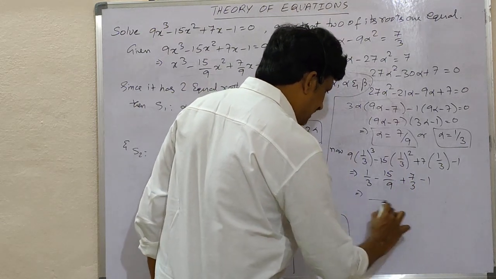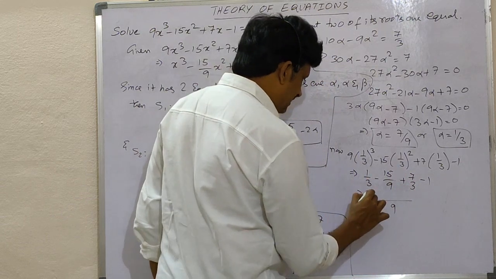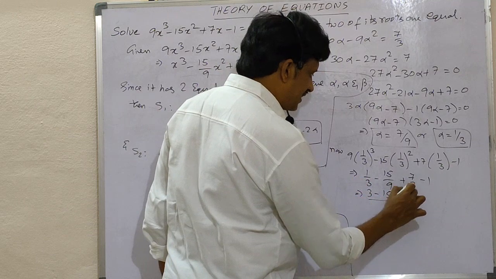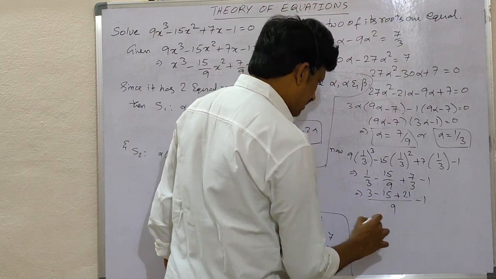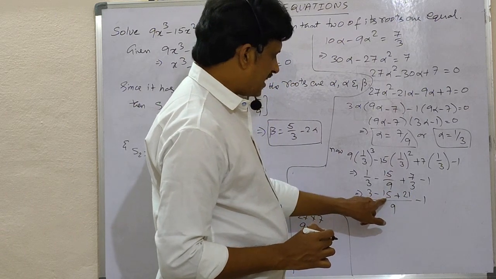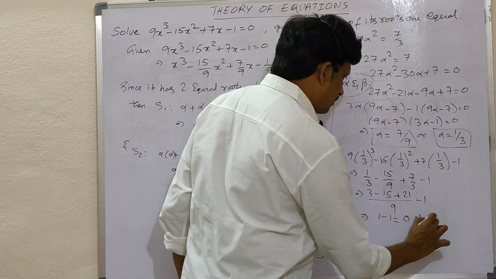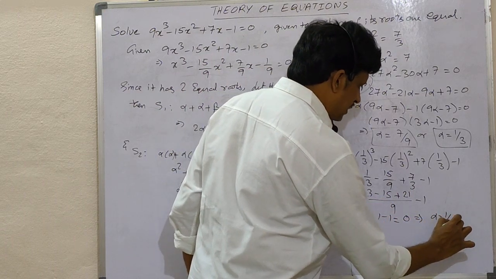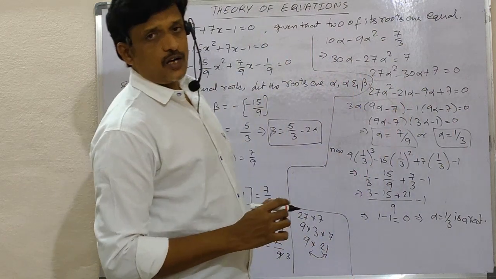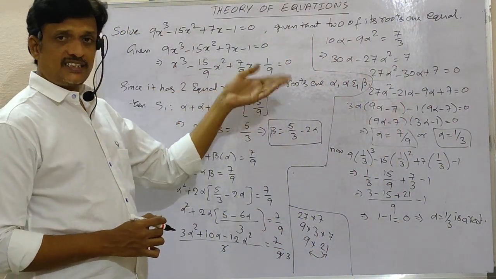Now here take the LCM, that is 9. Then you are getting this is for 3 times minus 15 plus this is also for 3 times, 3 sevens are 21. Then this is 21 plus 3, 24 minus 15, 9 by 9, 1 minus 1 will be 0. So alpha equal to 1 by 3 is a root. So we got one root alpha, that is 1 by 3. So second root is also alpha, that is also 1 by 3.